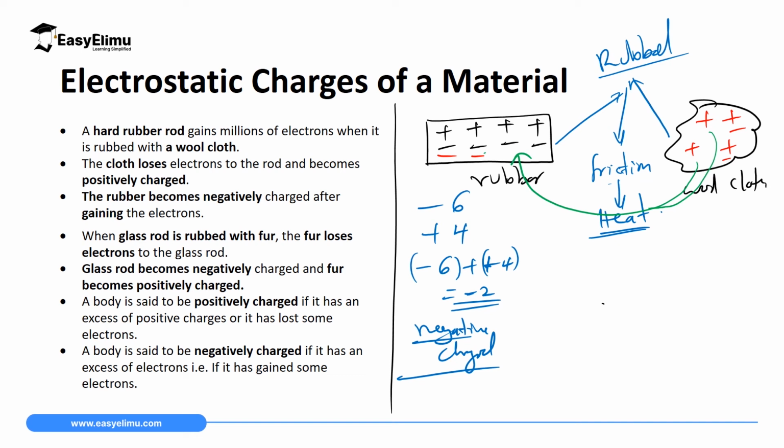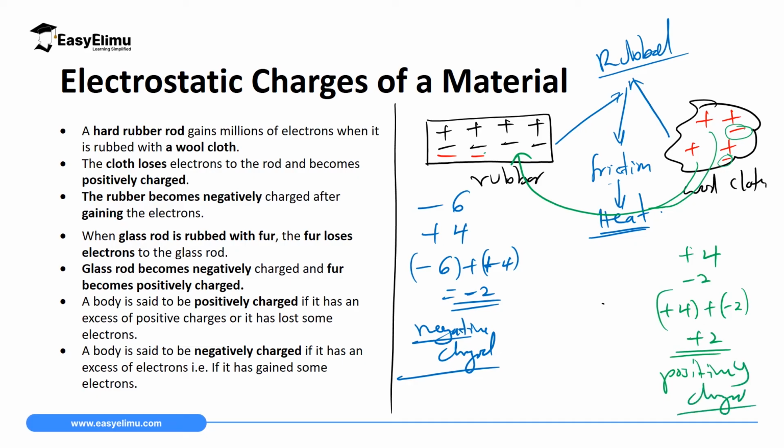Now let's go direct to the wool cloth. Wool cloth has lost 2 electrons. How many protons do we have there? We have 1, 2, 3, 4. 4 positives. Then how many negative charges do we have there? 1, 2. We have only 2 negative charges. Then now if we add them, positive 4 plus negative 2, then what we will remain with is 4 minus 2, which is positive 2. So in this case, the whole cloth will become positively charged.